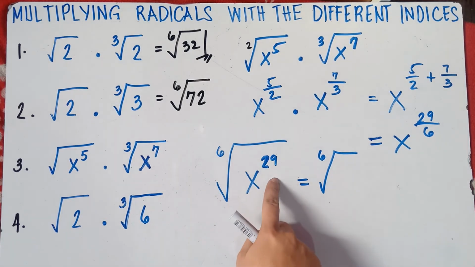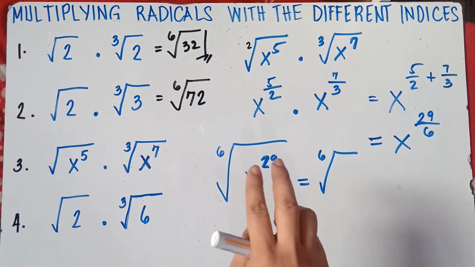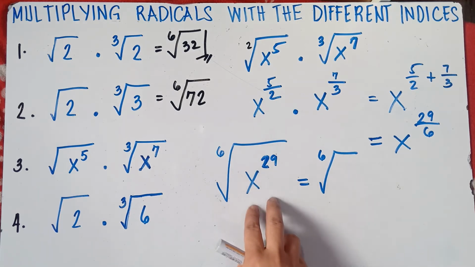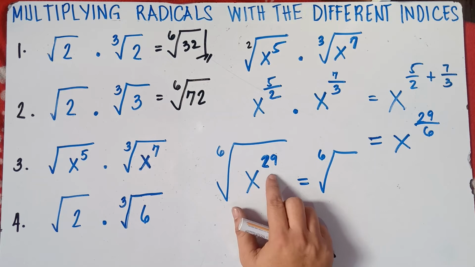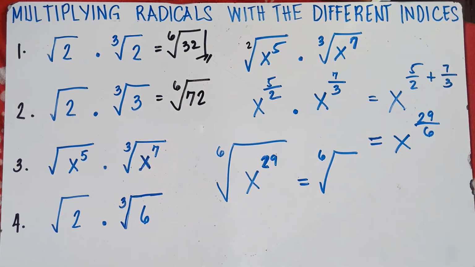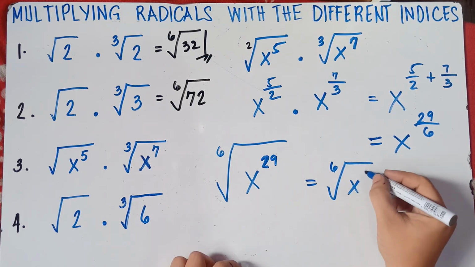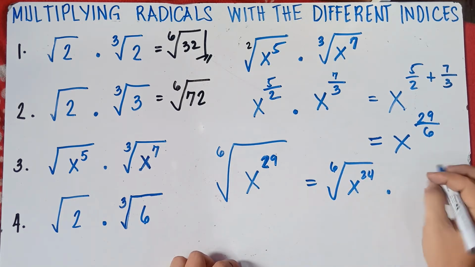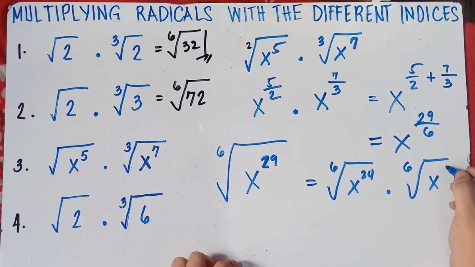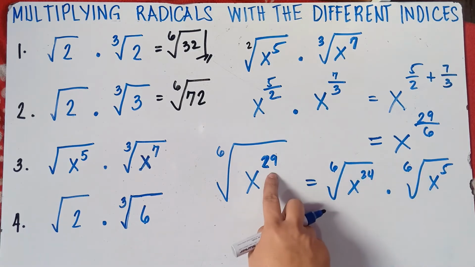Once again, class, you factor this out. In simplifying radicals, class, I hope you remember this one. Once again, if you want to learn more about simplifying radicals, I will just put the link in the description down below. So to factor this out, class, you find a number that is less than 29, that we can divide by 6. Of course, that would be 24, right? So we can factor this out as the 6th root of x raised to the power of 24 times the 6th root of x raised to the power of 5, right? Because 24 plus 5, that is 29.